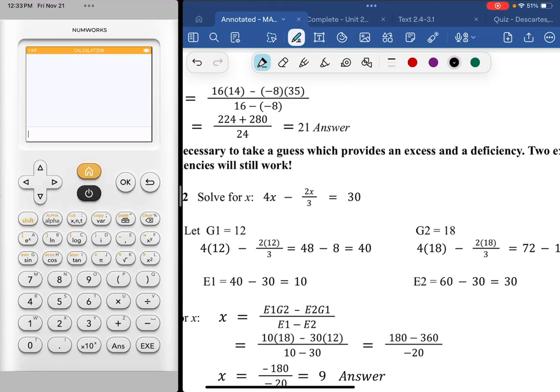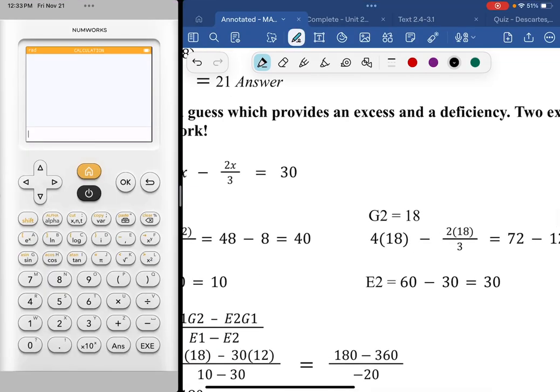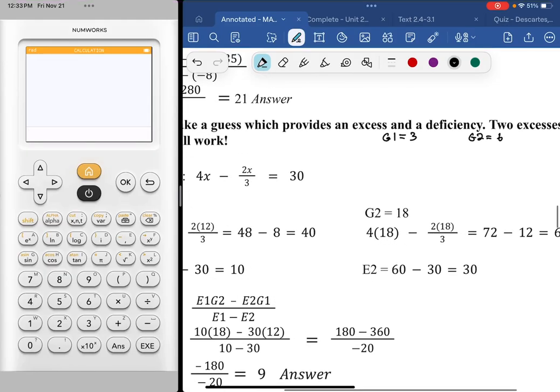I might select 3 and 9, or 6 and 9, or whatever. In this case, I'll choose 3 and 6. That's what I believe I said first, so that's what I would go with. So G1 would be 3, G2 would be 6. If I plug in a 3, so 4 times 3 minus 2 times 3 over 3, which is really just 2. That's the whole point of selecting that number. So E1 would be 10 minus 30, which is negative 20.